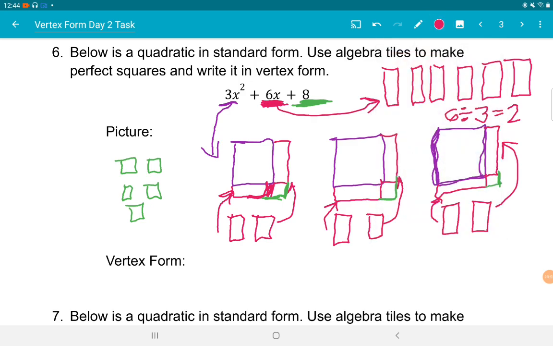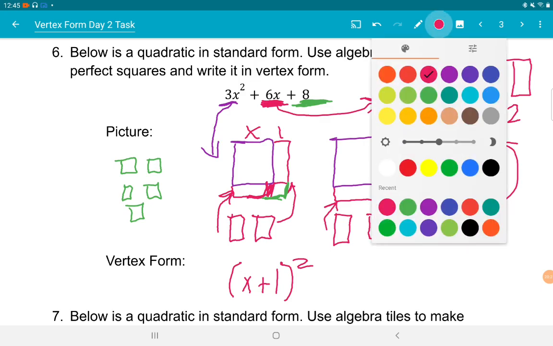let's go ahead and write this in vertex form. The vertex form is going to be, I'm going to look at each square. It's x plus 1 on this one. So it would be x plus 1 squared, okay, because they're each x plus 1 squares.